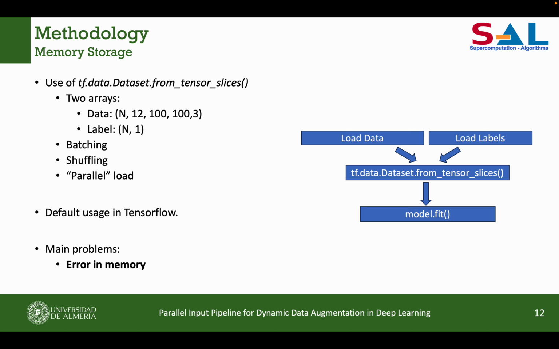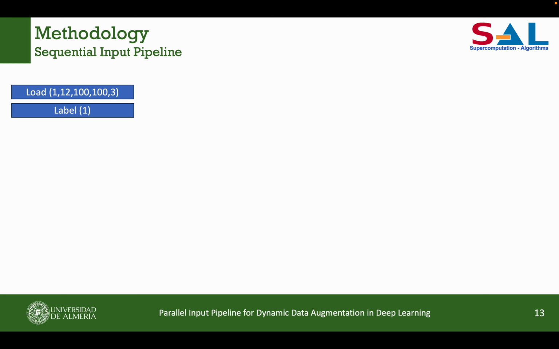So we can see that we have two arrays, the data, where n represents the batch size, 12 is the number of images of a sequence, and 100 is the size of the image, and the 3 is the number of channels of the image, and then the label is the gesture. This function may define the batching, shuffling, and the parallel load, so this is optimized for TensorFlow, but as we said, we can have some memory errors.